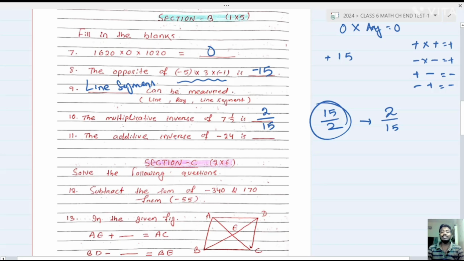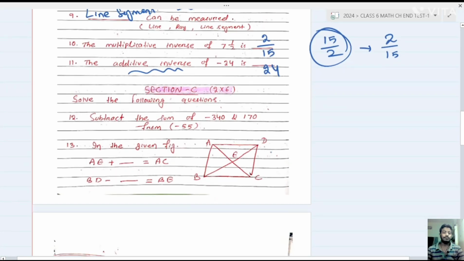Now next, the additive inverse. Additive inverse means plus becomes minus, then minus becomes plus. So the answer is plus 24. Okay, completed. Now next, question number 12.